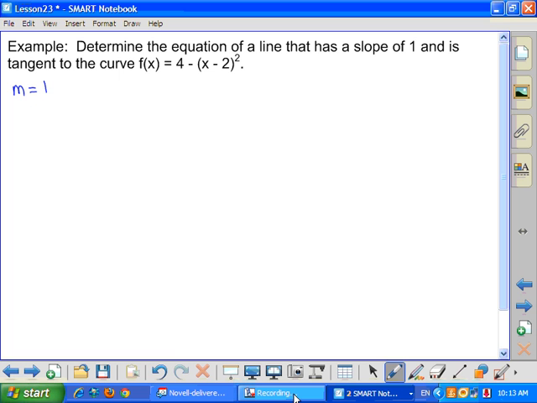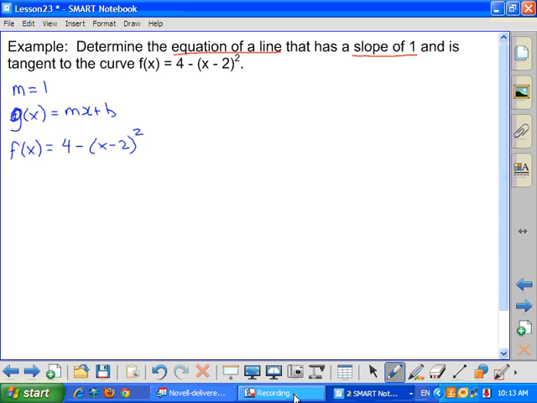So underneath that, I'm going to go with function notation, just in case there's multiple equations. So I'm looking for an equation of a line. So determine the equation of a line. So that's the second piece of information, slope of 1, and is tangent to the curve f of x. So I have to go back. We'll make this g of x, because f of x is given: 4 minus x minus 2 squared. So what am I looking for?